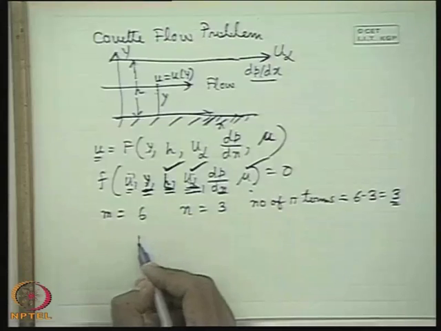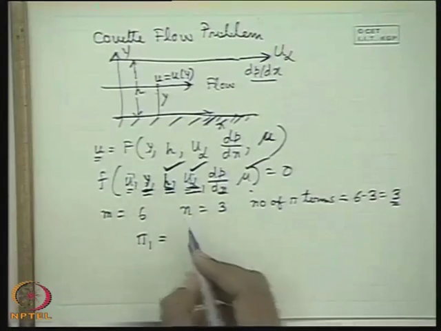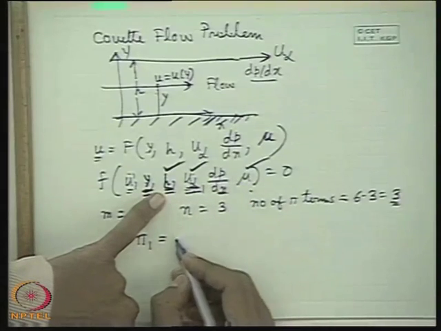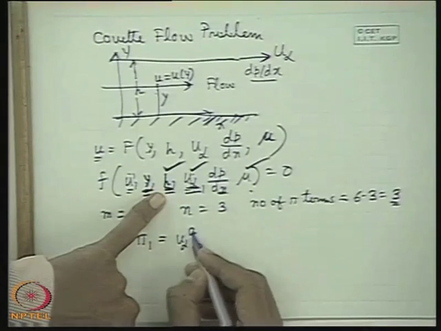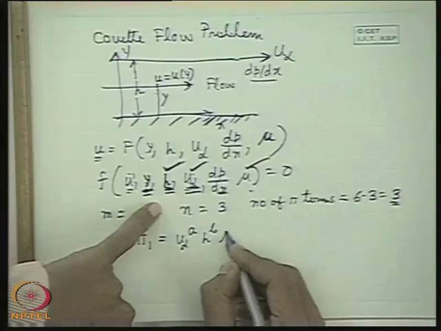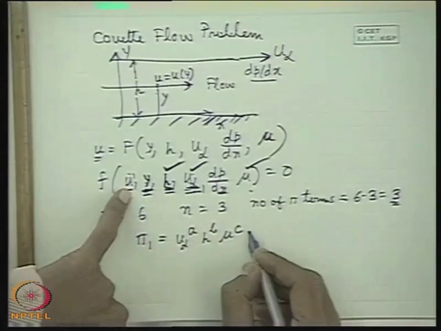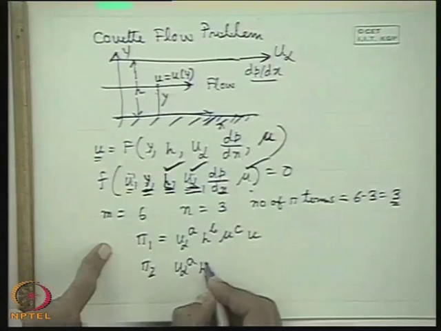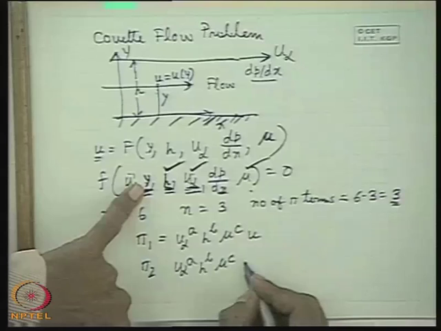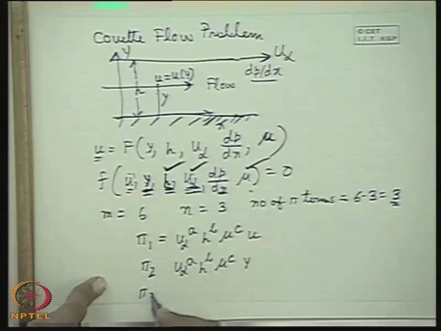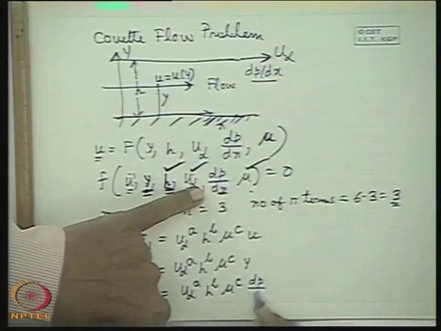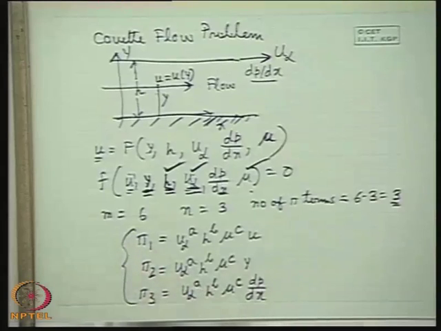How? You see, pi 1 is equal to, what is pi 1? You take u infinity to the power a, h to the power b and mu to the power c, any one u. Pi 2 is u infinity to the power a, h to the power b, mu to the power c, another one left, y. And pi 3 is equal to u infinity to the power a, h to the power b, mu to the power c. There is no other parameter left, so automatically it will take care of 3 pi.